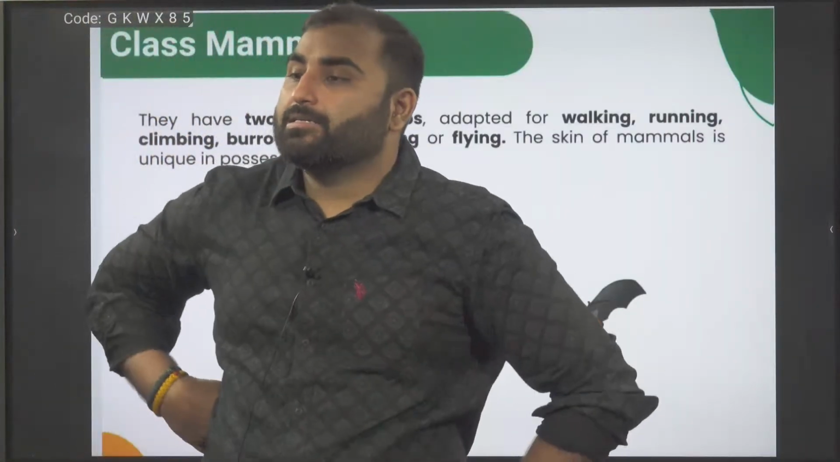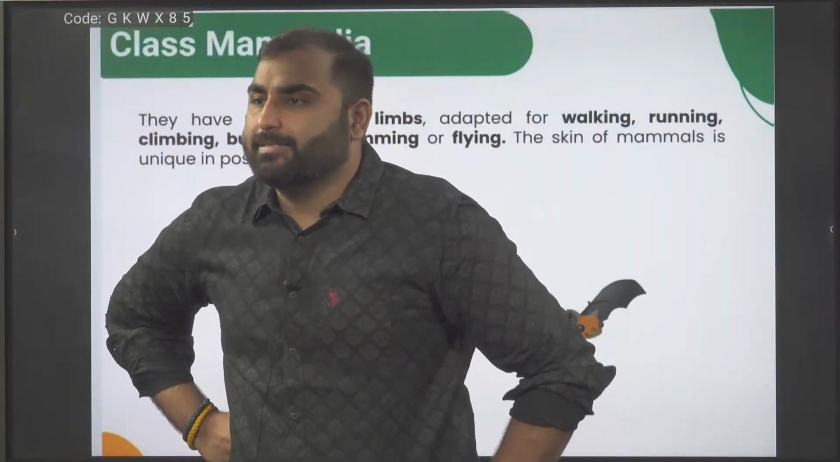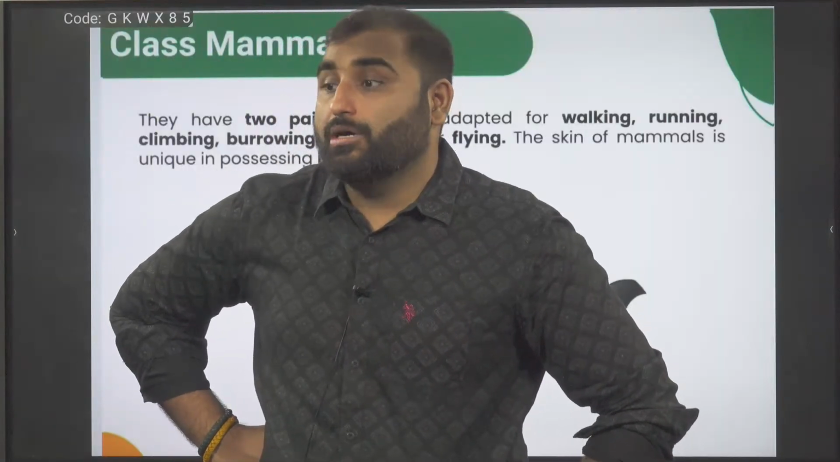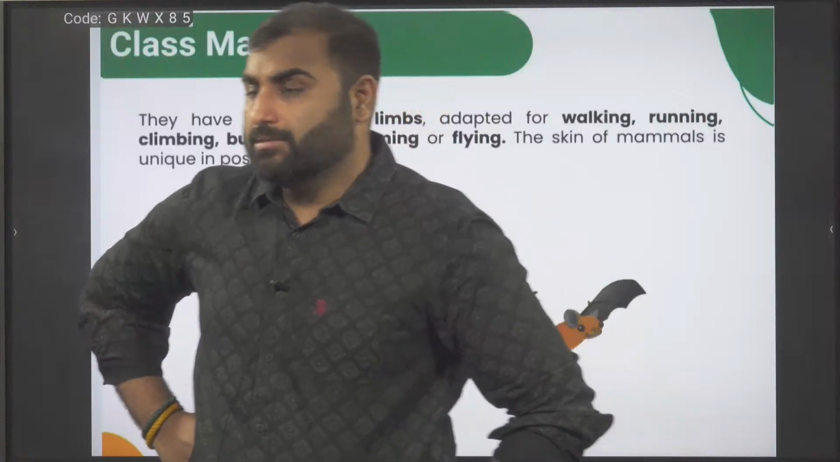Okay, external ears. Double circulation, beta, we saw in birds also. Double circulation we saw in birds also. Double circulation in birds and mammals is common.